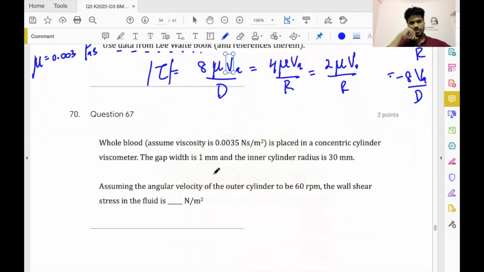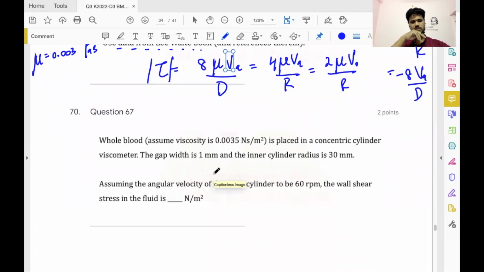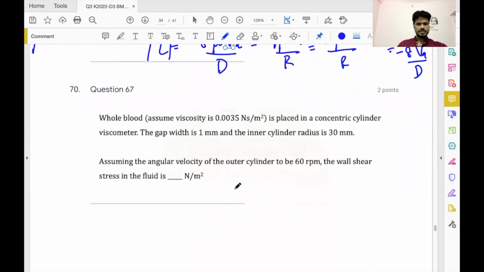Okay, let's go here. Whole blood is placed in a concentric cylinder. Yeah, this problem we did in class. This is a concentric cylinder viscometer.